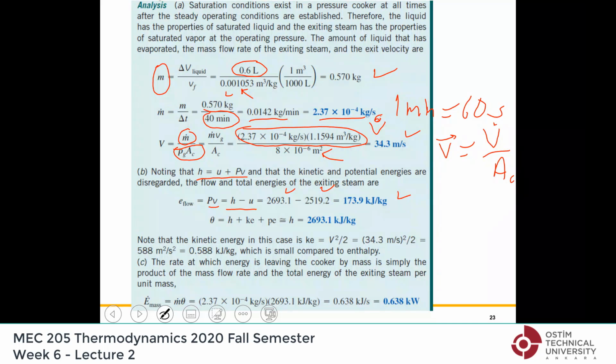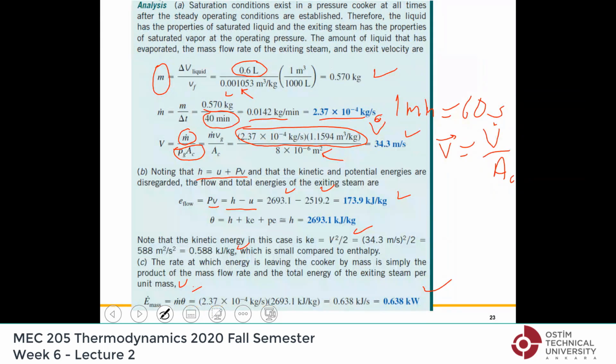And the total energy. Here let's say we have the kinetic energy, which is based on 34.3 at the exit there. This is usually very small, the kinetic energy, as you see, 2693 versus less than 1. So usually the kinetic energy is neglected. It is not taken into consideration, but you could also include it. Anyway, if we use just the enthalpy, then the energy flow rate will be mass flow rate times the energy of the fluid. So when you multiply, you get this. If you add the kinetic energy, it will be a little different, but not much.